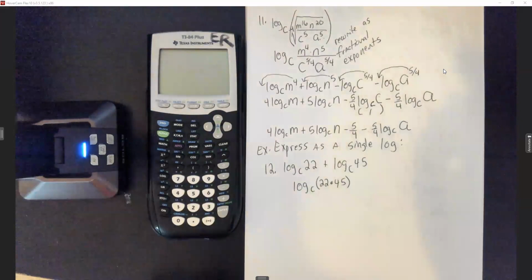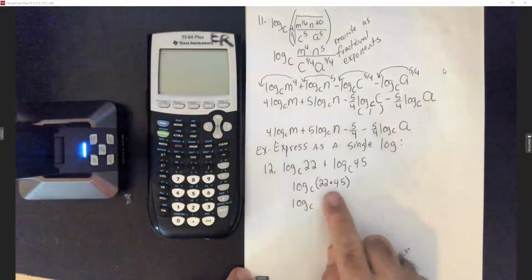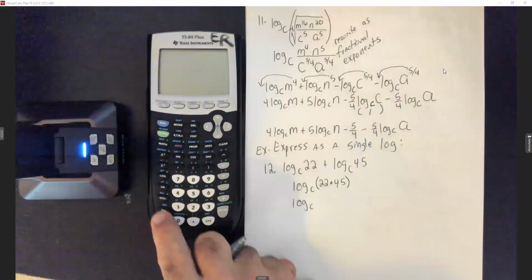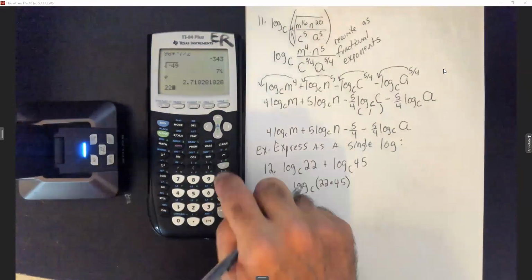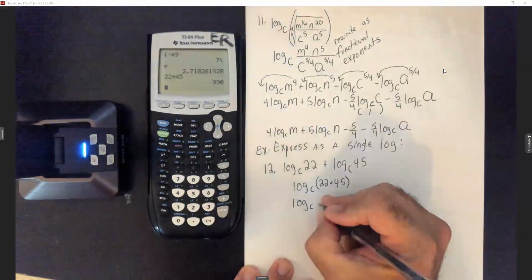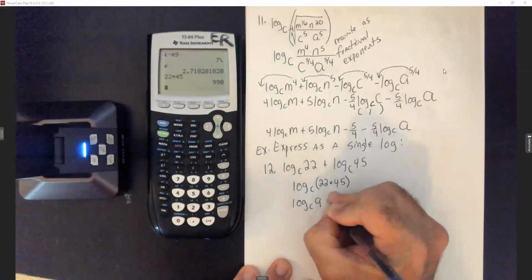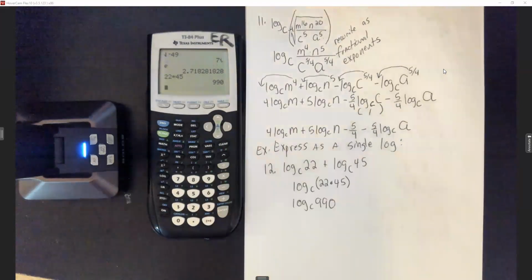Now, I know what 22 times 45 is because I got my calculator here. So let's see, 22 times 45 would give me 990. So my final answer would be log C of 990. So if they're being added, write them as a product and then multiply that product and see what you get.